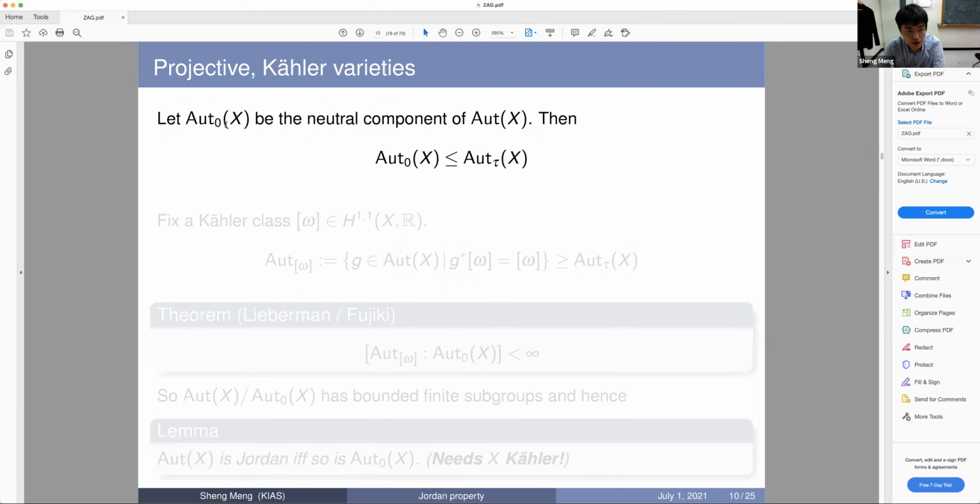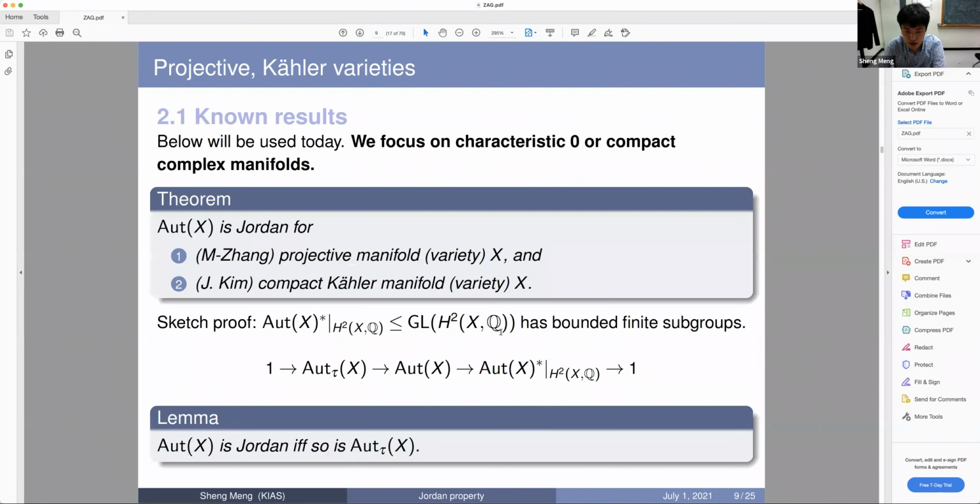Then we denote by Aut^0(X) the connected component containing the identity element of the larger group. Clearly, Aut^0(X) is a subgroup of Aut^τ(X). This is because the group acting on H²(X,Q) is a discrete group, and Aut^0 is a connected group, so the action is trivial. So automatically Aut^0 acts on H²(X,Q) trivially, and Aut^0 is contained in the kernel here.